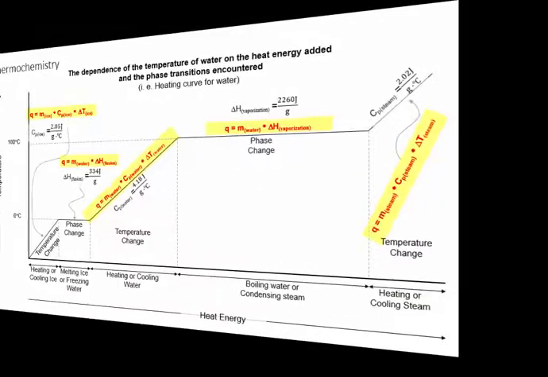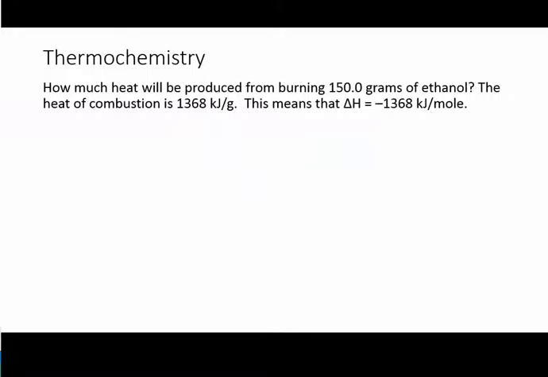Does that make sense? So I was asked to go back to the beginning of the unit, where I think one of the first math type problems we did was calculating the energy produced in a combustion reaction. And so here is a problem of that type, and this is the question: how much heat will be produced from burning 150.0 grams of ethanol? And I have given you the heat of combustion is 1368 kilojoules per gram. That should be kilojoules per mole. It says that at the end. Let me fix that.